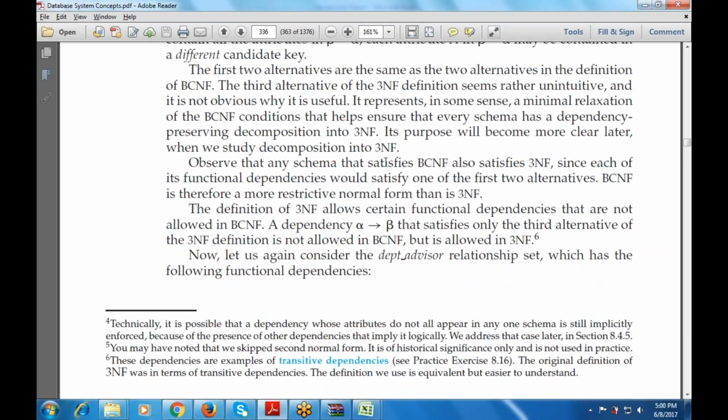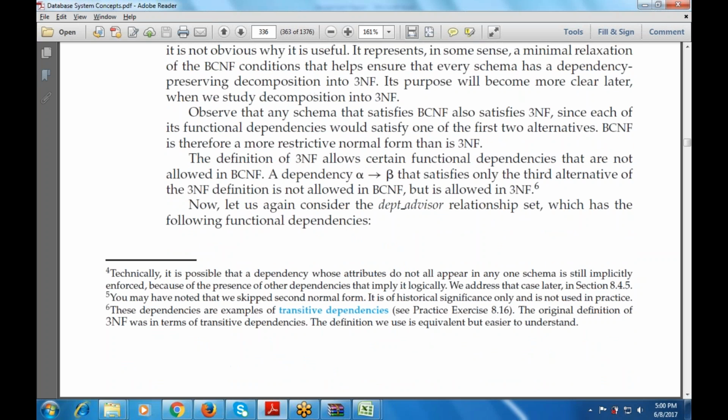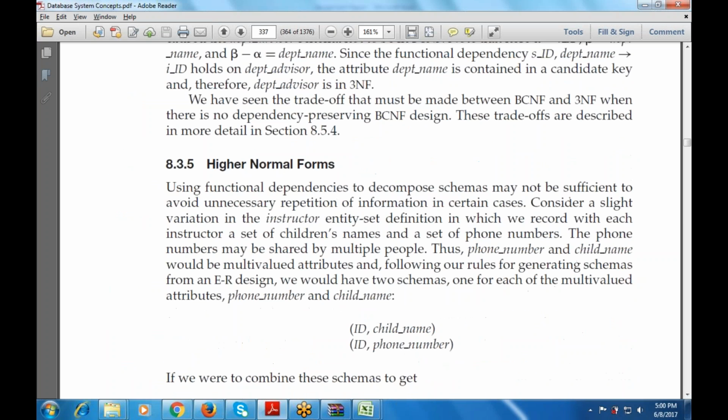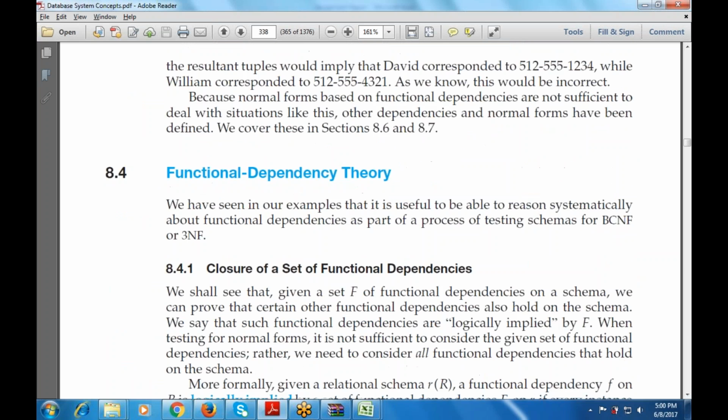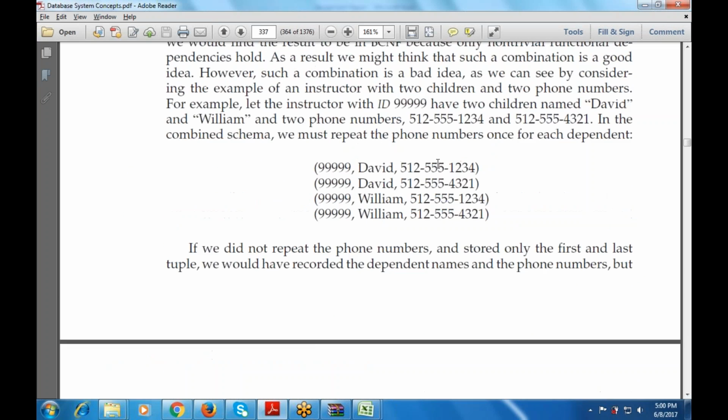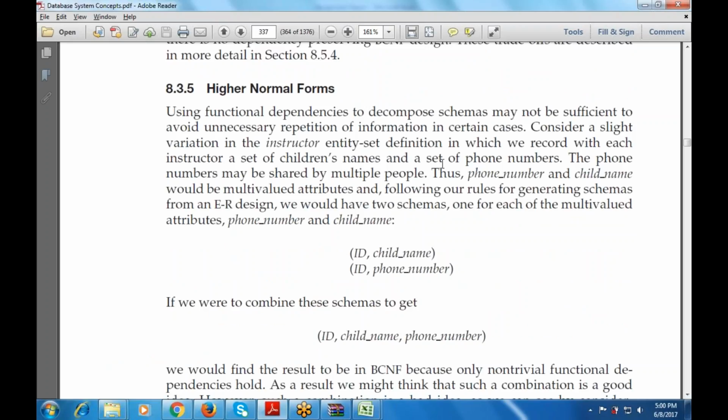Observe that any schema that satisfies BCNF also satisfies 3NF, because every dependency that is allowed in BCNF is also allowed in 3NF. Next, the higher normal forms, meaning more than one normal form, are carried out with a schema that includes a phone number.